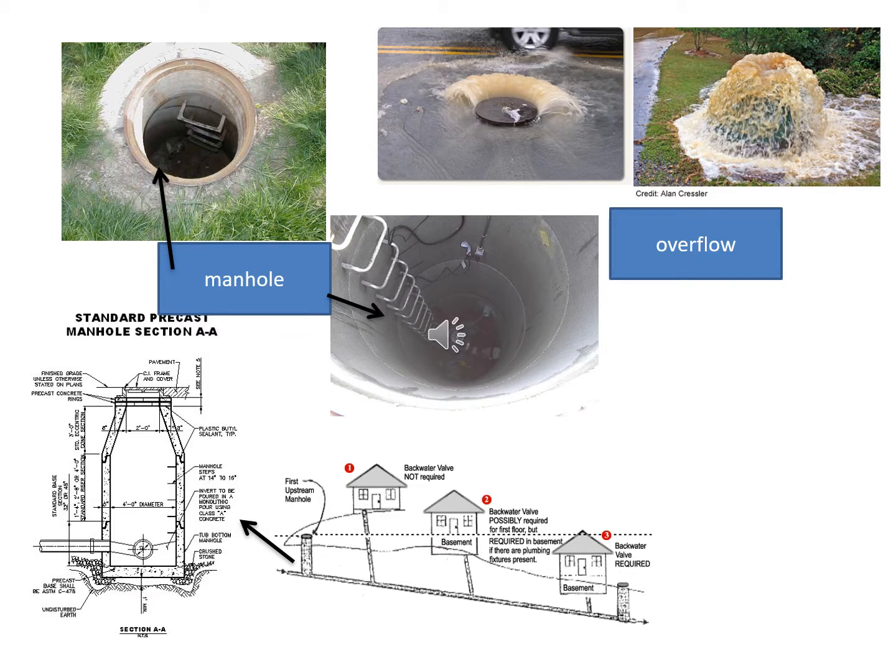The manhole or inspection chamber provides an access point for a drainage system. Its purpose is to facilitate inspections of the sewer as well as maintenance work such as cleaning or removal of obstructions within the sewer. There is an example of cross-section details for a standard precast concrete manhole as shown in the slide.